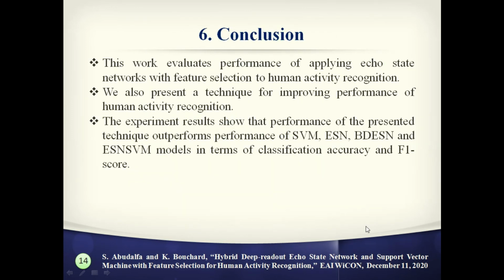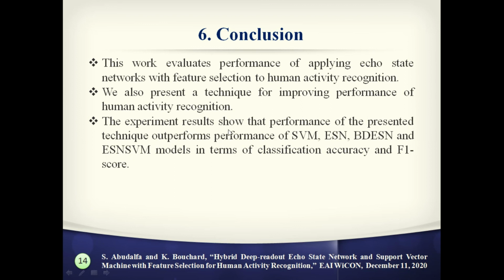To sum up, this work evaluates performance of applying echo state networks with feature selection to human activity recognition. We also present a technique for improving the performance of human activity recognition. The experiment results show that the presented technique outperforms support vector machine, ESN, bidirectional ESN, and a related work entitled ESN SVM in terms of classification accuracy and F1 score.